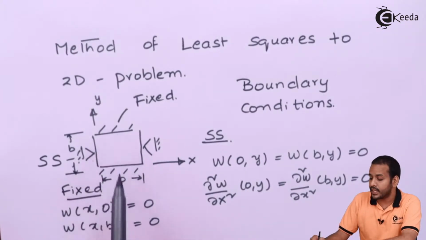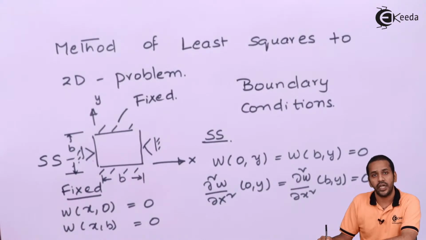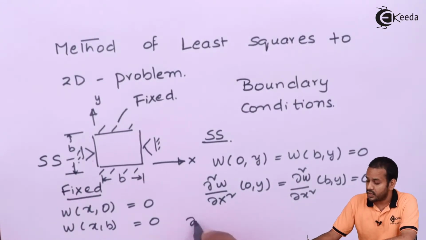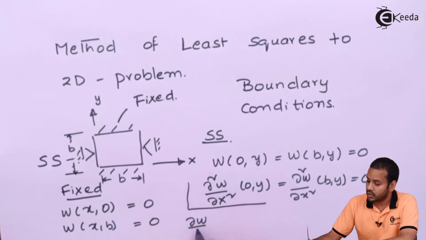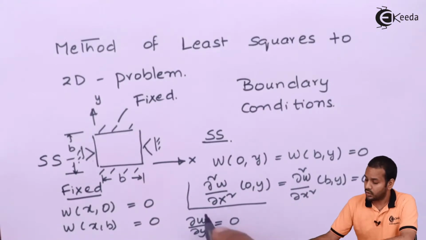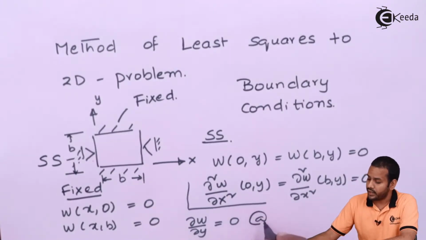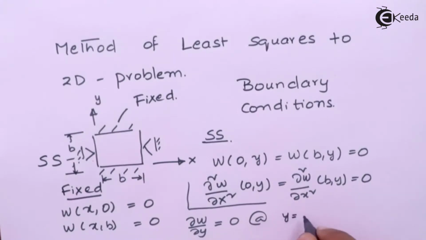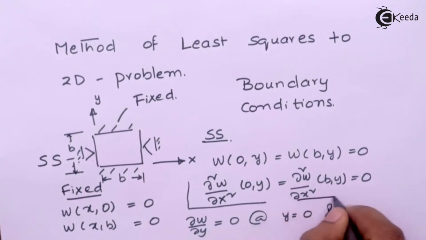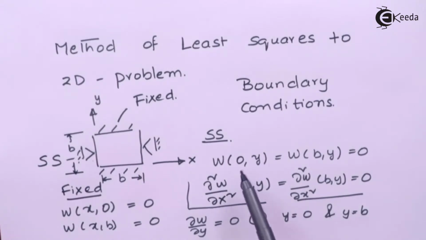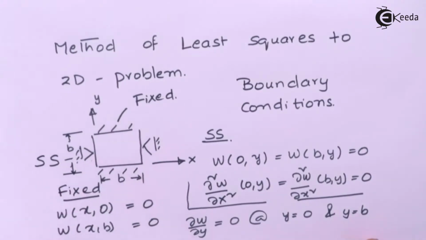Similarly, since these are the fixed boundary conditions, the slope is also 0 at those positions. That is dou w by dou y equal to 0 at y equal to 0 and y equal to b. Is it clear? So these are the boundary conditions for the simply supported and these are the boundary conditions for the fixed condition. Okay. By the way, what is the governing equation?